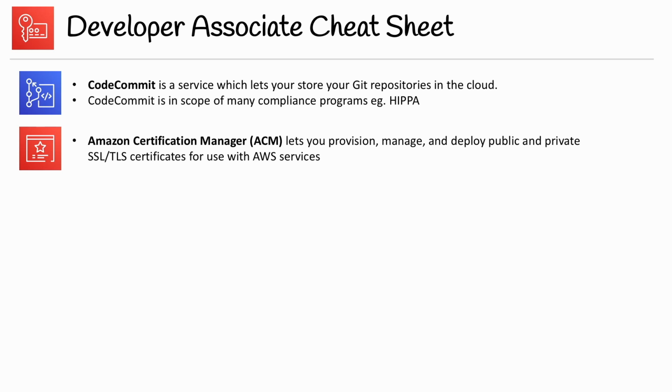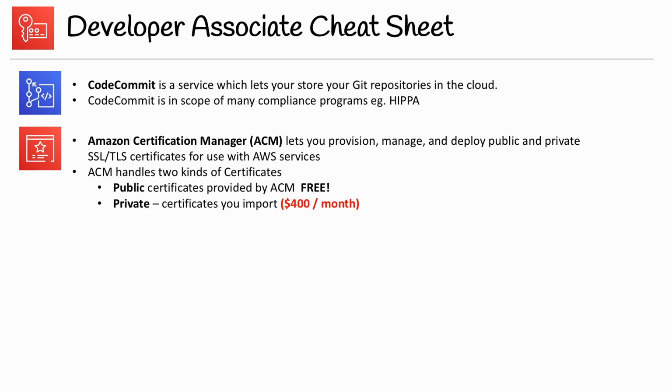The next one here is Amazon Certificate Manager, which lets you provision, manage, and deploy public and private SSL, TLS certificates for use with AWS services. ACM handles two kinds of certificates. Public certificates provided by ACM, which are free. Private certificates you import, and those are very darn expensive. ACM certificates can be attached to API Gateway, CloudFront, EB, or ELB.